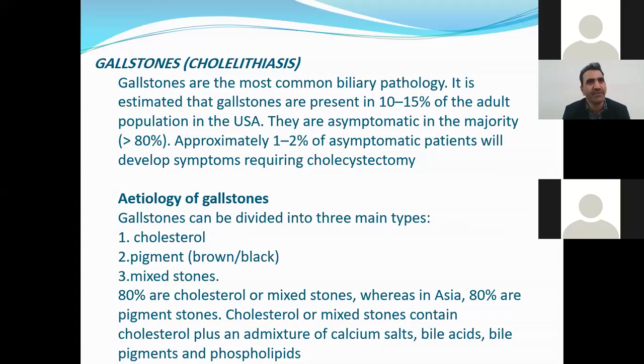What are the causes of gallstones? Gallstones can be divided into three main types: cholesterol, pigmented, and mixed stones. 80% are cholesterol or mixed stones, whereas in Asia, the pigmented stones are common. Cholesterol or mixed stones contain cholesterol plus a mixture of calcium salt, bile acid, bile pigment and phospholipid.